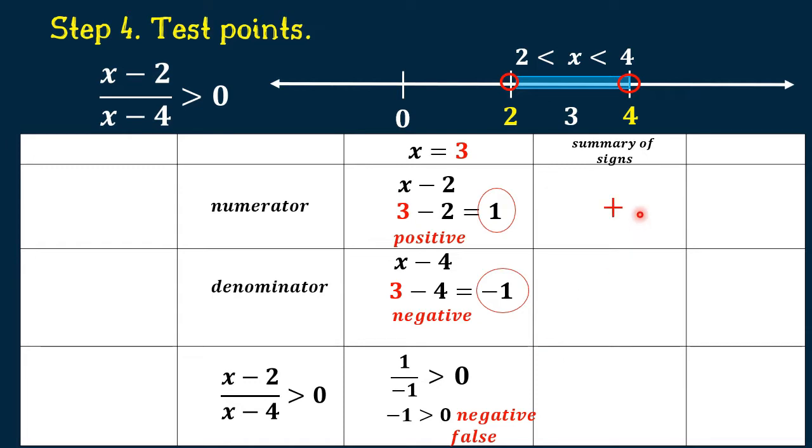So here is our summary of signs. We have the numerator, the result is positive. Denominator is negative. Of course, positive divided by negative is negative. Since the result is negative, we can conclude that the second interval, which is x greater than 2 but less than 4, is not a solution to our inequality. Take note, we are looking for positive values. Since we have a negative result, this is not included.